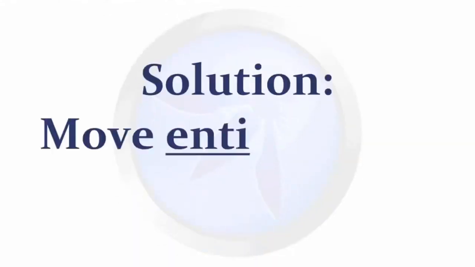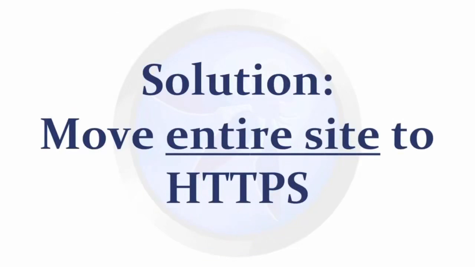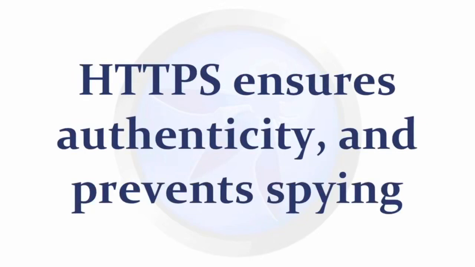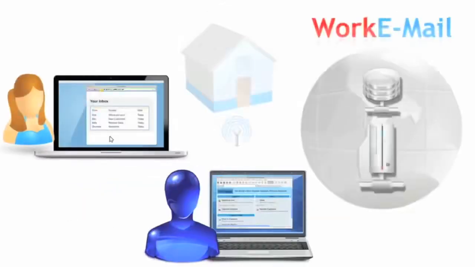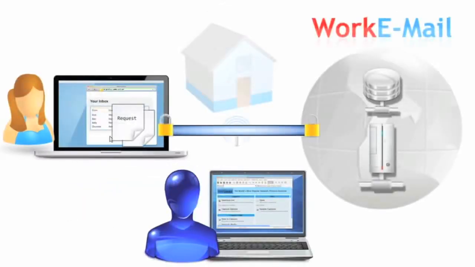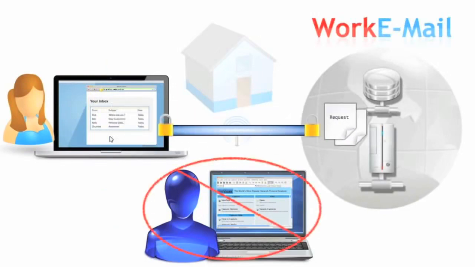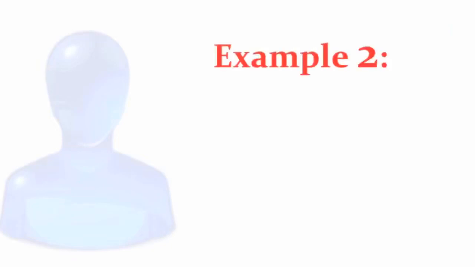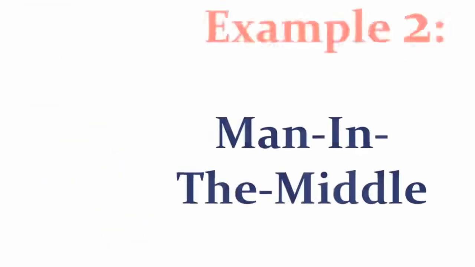Organizations should protect all data in transport by running their entire website over HTTPS. HTTPS ensures the data is authentic and it has not been read by anyone else. Moving an entire website to HTTPS goes a long way in securing data. However, in certain situations, attackers can undermine the security of HTTPS. To illustrate this, take a look at example number 2, man in the middle.